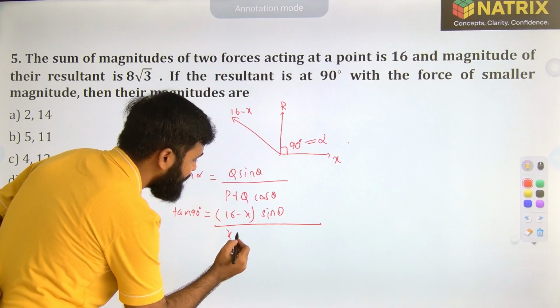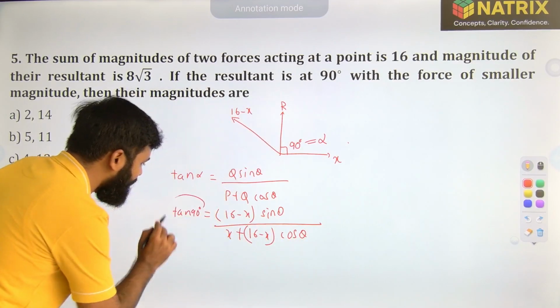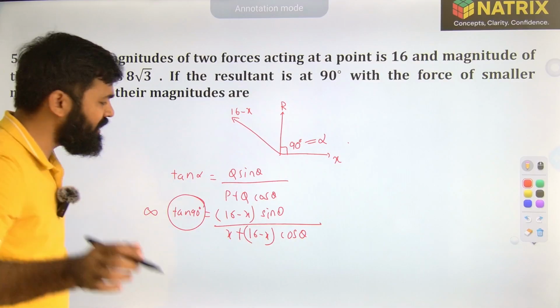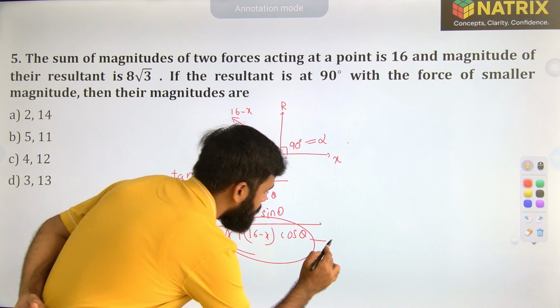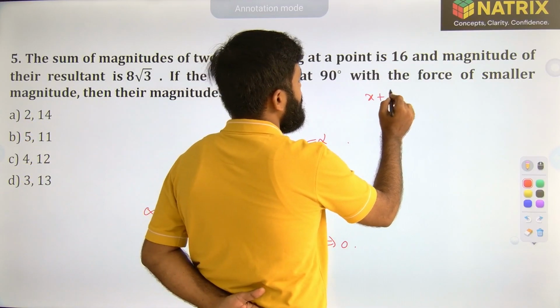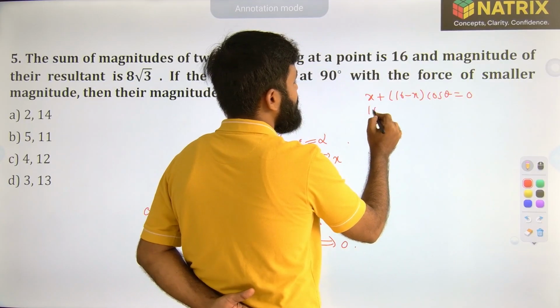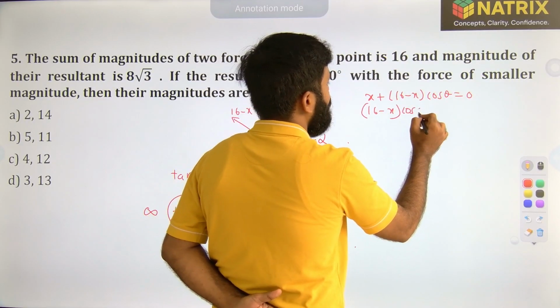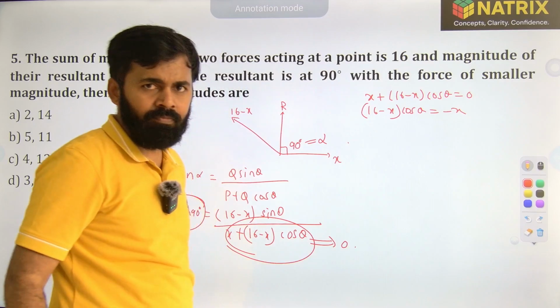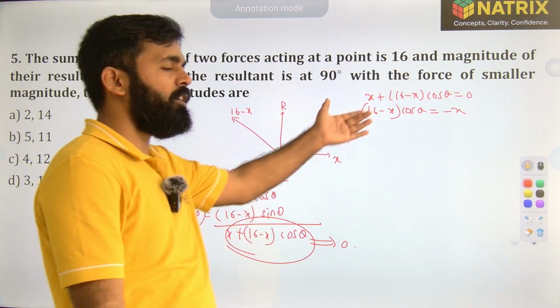So here, x plus 16 minus x cos theta. Right. Tan 90 is infinity. We get infinity when the denominator is 0. So the denominator is 0: x plus 16 minus x into cos theta is equal to 0. So 16 minus x into cos theta will be equal to minus x. I got this one. Now what do I have to find? My job is to find the value of x.